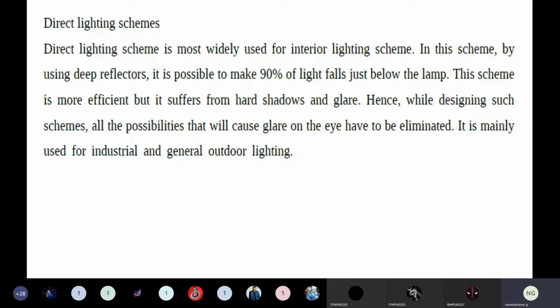So it is mainly used for industrial and general outdoor lighting. So whenever you are having a glare, this lighting is more, resulting in glare. So you use it for industrial lighting, large industrial outlets, which are closed, usually packed, usually go with a direct lighting scheme. But domestic, this lighting was used initially, but at a later stage this has failed.